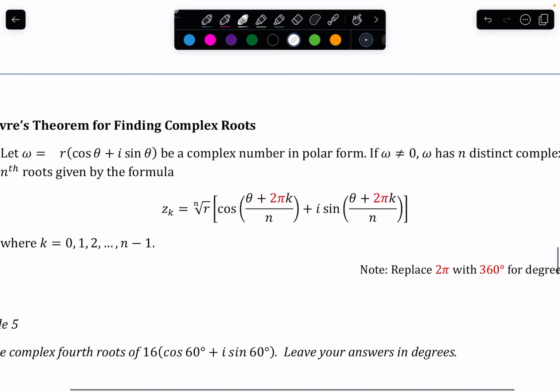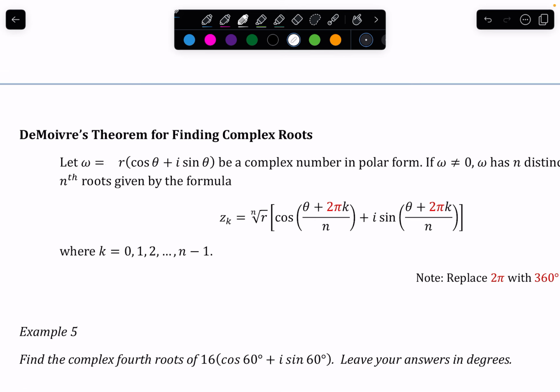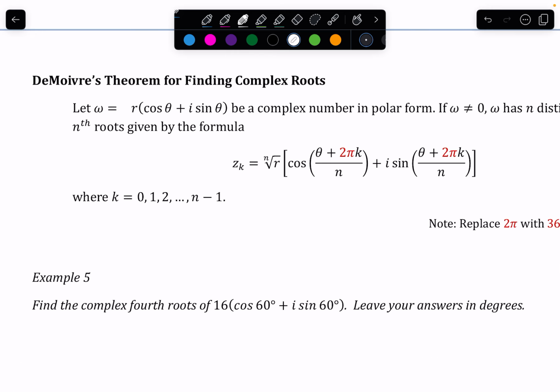Then as long as that complex number does not equal 0, it has n distinct complex roots given by the formula here. Notice the theta plus 2 pi k over n, where we just rotate through the different integer values beginning at 0 and going up to n minus 1. All right, so finding the complex roots.